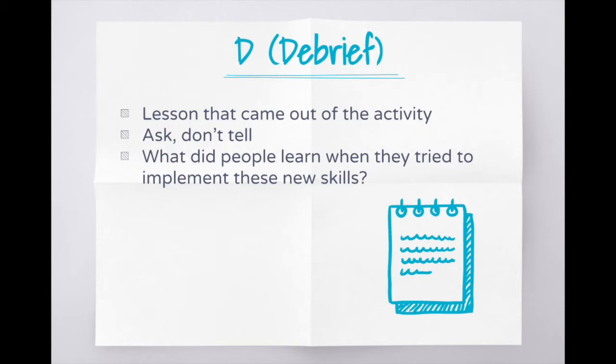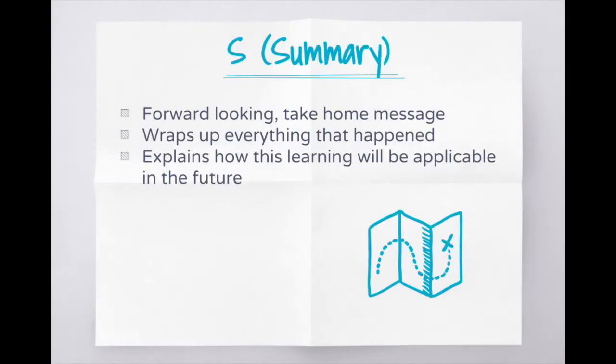The second D in ADCADS is the second debrief after your big activity. Again, you want to highlight the lesson that came out of the activity. But you don't want to tell people what they learned, because that doesn't make any sense. You want to ask them what they learned. Ask what happened when they tried to implement the new skills. What happened when they got on the bike? Did they fall off? Did they wobble a lot? Did they not know where the brakes were? Ask those types of questions to help people reinforce their learning. Give them the opportunity to reflect on what they learned so they can cement it and go forwards and use it in the future.